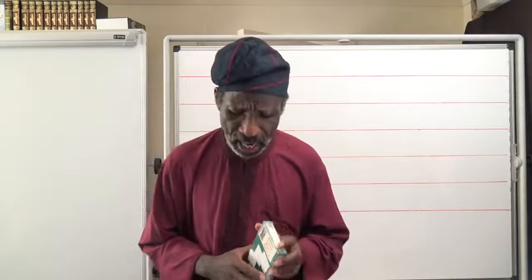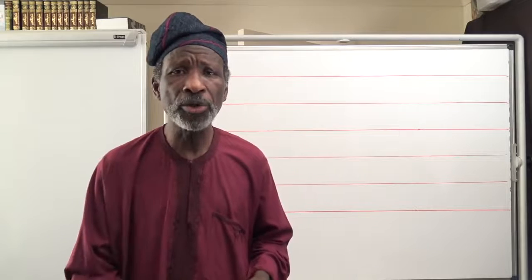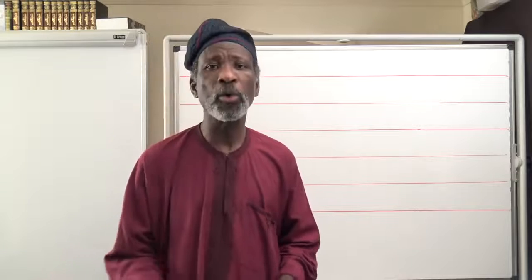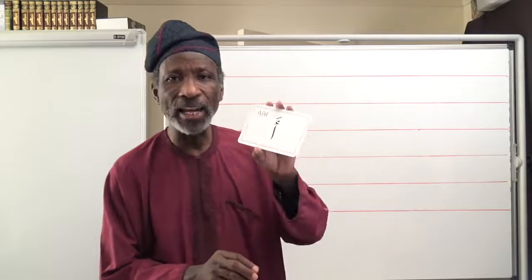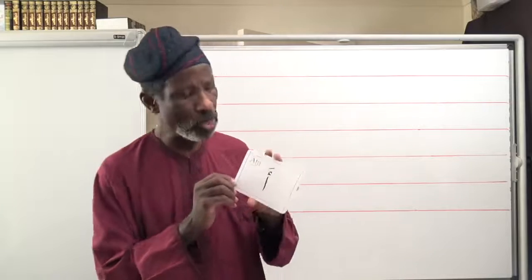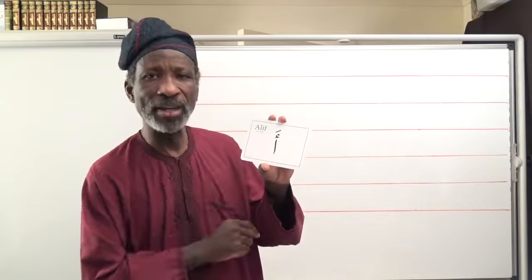Now, let's start going through the alphabet card by card. The first, of course, is Alif. Alif is very simple to pronounce. You have this Hamza as well.